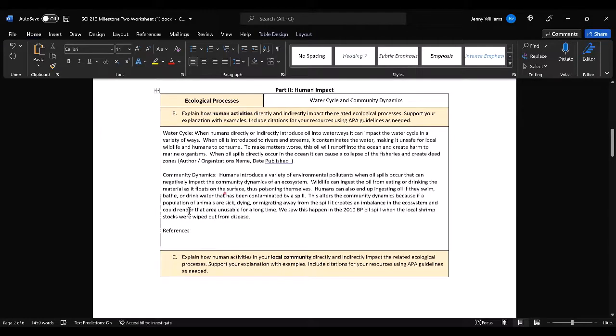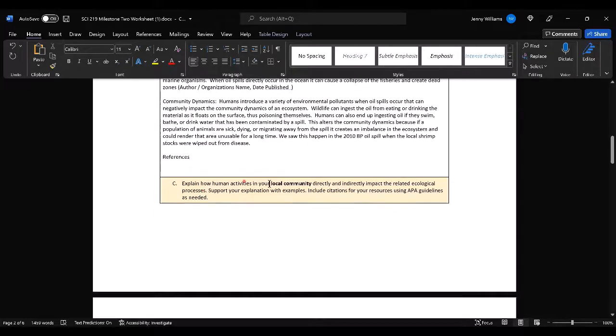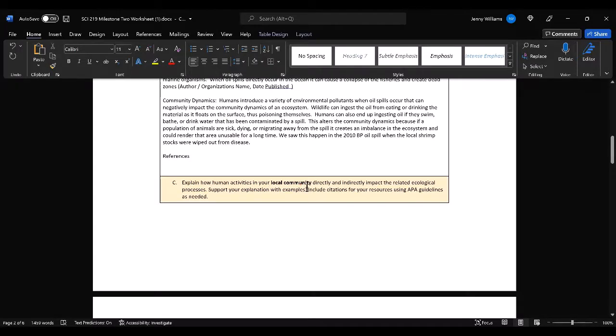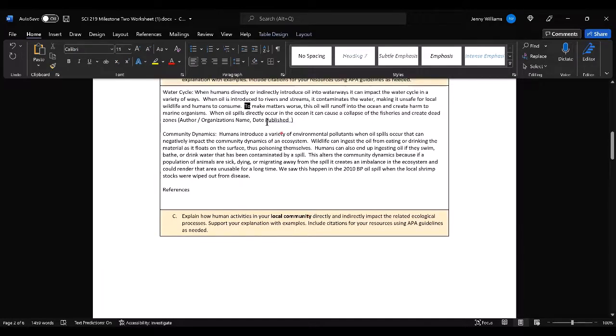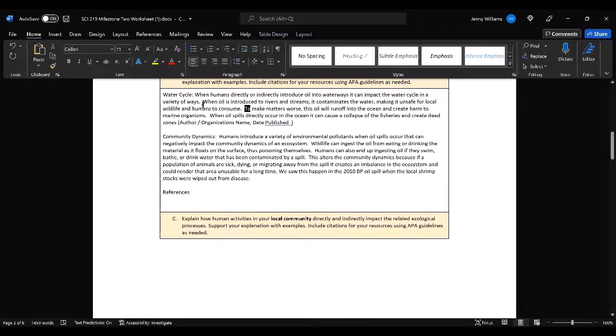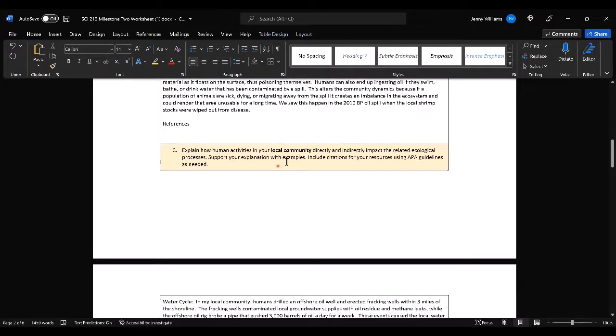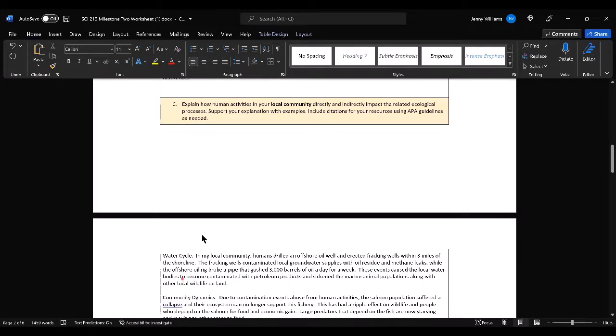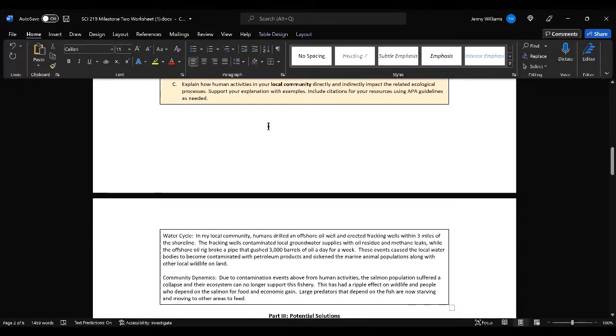Now, this next part says, explain how human activities in your local community directly or indirectly impact. So this up here was just a regular, random, when humans in general do this, this is what it does to these processes. Now you're looking at the processes that you chose in your local community, right? So we're still sticking with the same ecological processes. You don't need to choose any new ones. Explain how human activities in your local community are directly or indirectly impacting the processes, right?